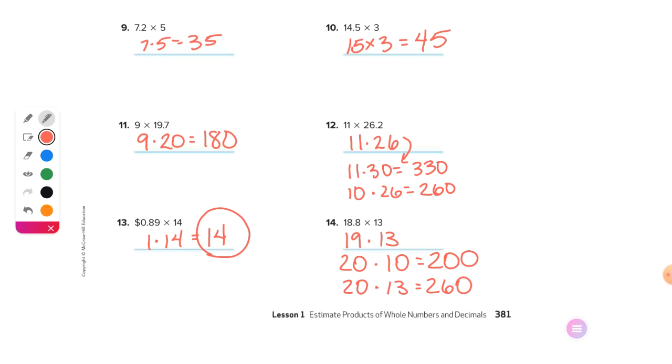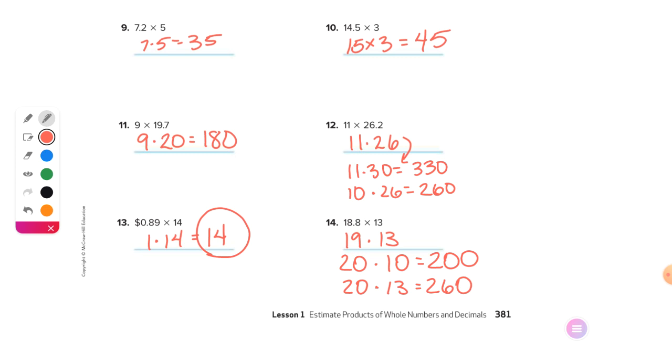Questions on that one? Okay, raise your hand if this is pretty easy. Just like adding and subtracting, round it to the nearest whole number. Do the math, and if you can't do the math mentally, then round it to a number that is compatible. Okay?